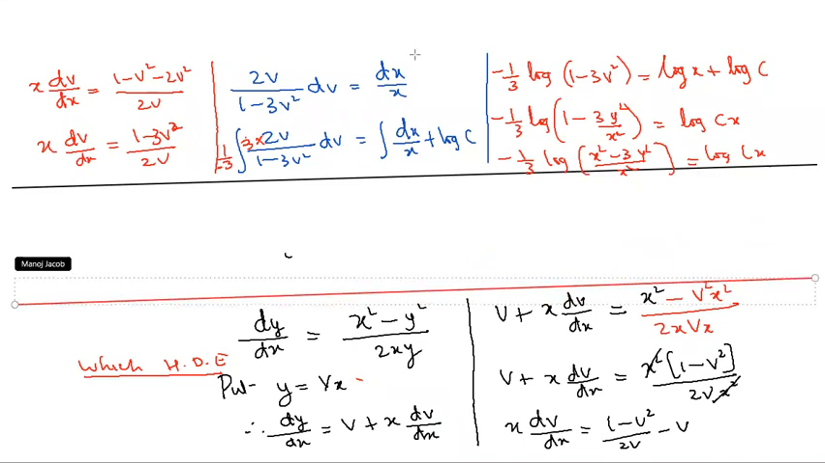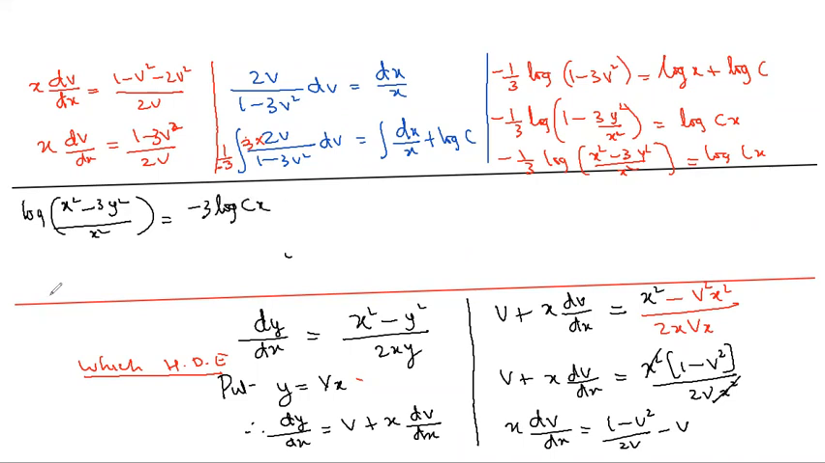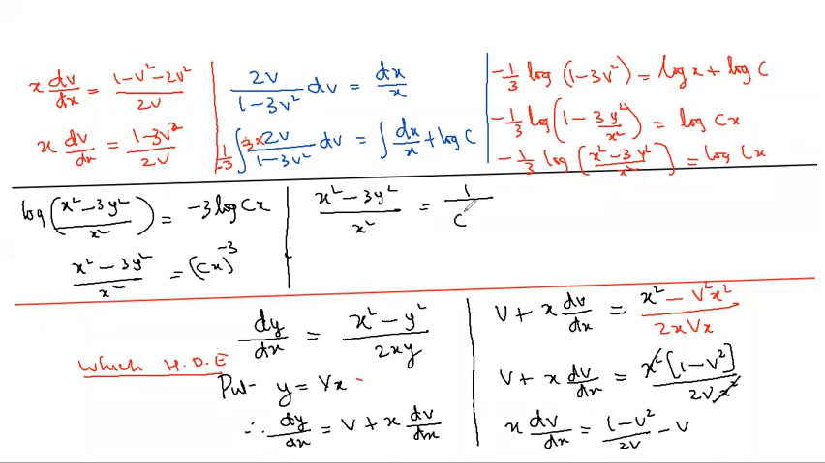So I'm doing the continuation of this. I can write it this way: log of x square minus 3y square upon x square is minus 3 log cx. So x square minus 3y square upon x square is cx whole raised to minus 3. So this became x square minus 3y square upon x square is 1 upon c cube x cube. So I can write x into (x square minus 3y square) is capital C, where C is 1 by c cube. This is my general solution.